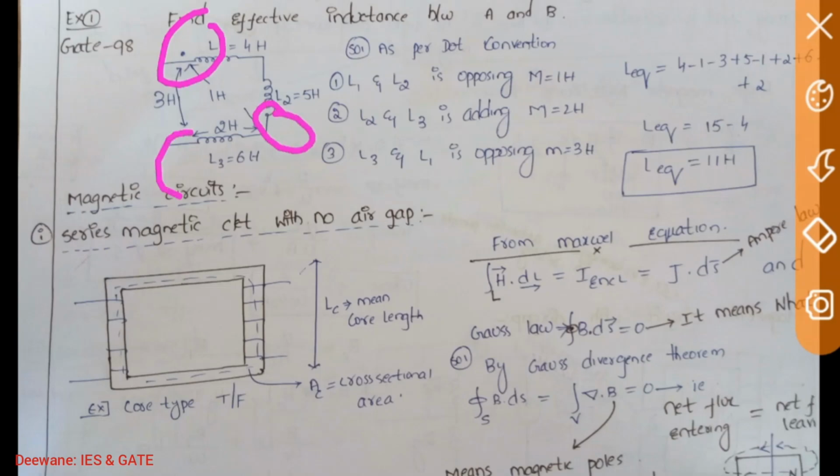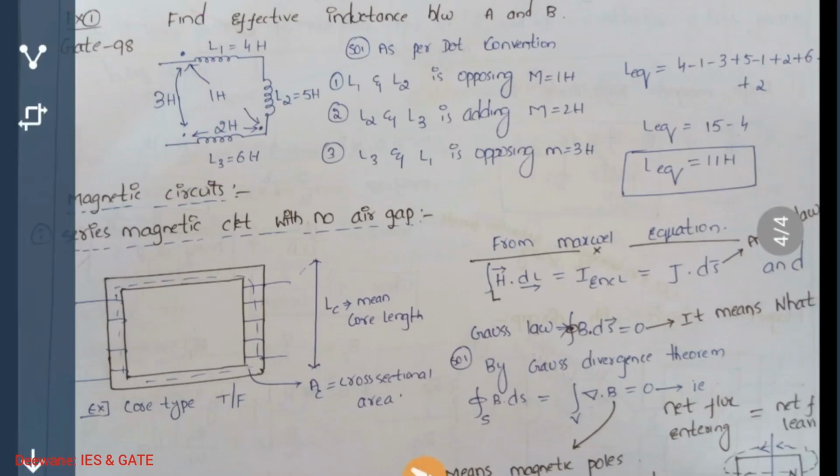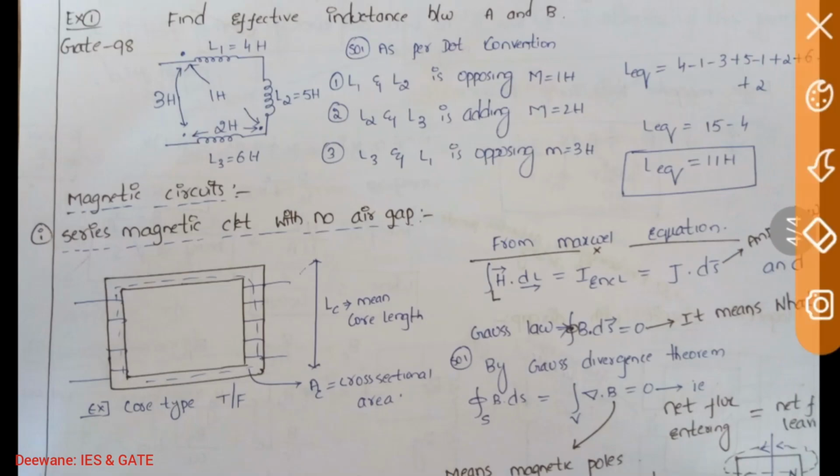This is a GATE exam question. If you have understood my concept clearly, see how it becomes easy. Take L1 and L2. In L1 current is entering the dot, in L2 current is leaving the dot. So it is opposing. M is 1 Henry, opposing.